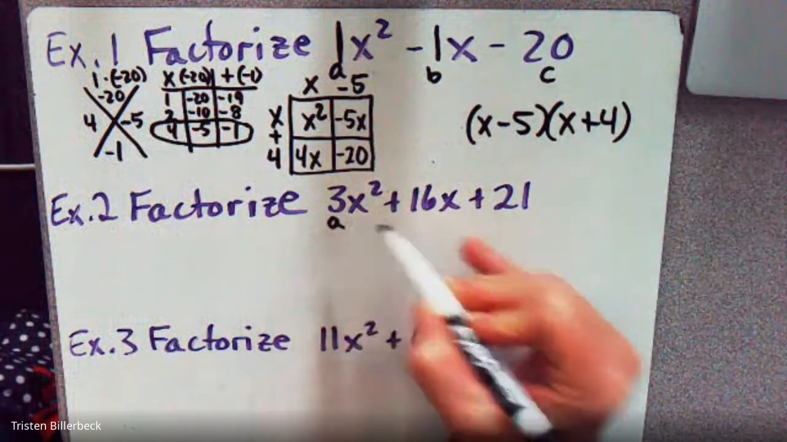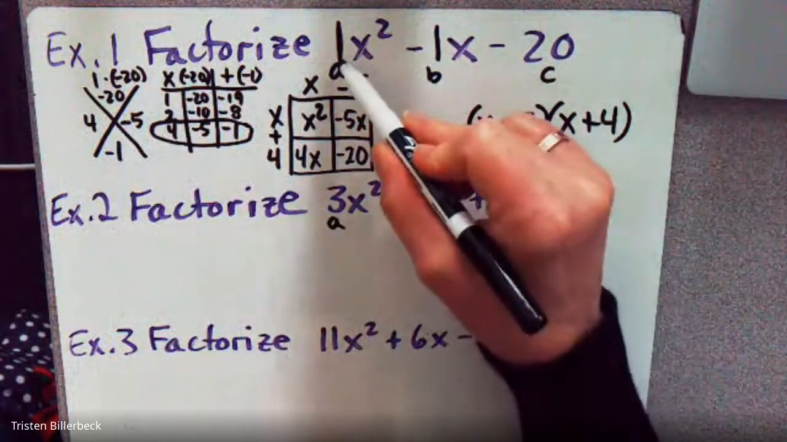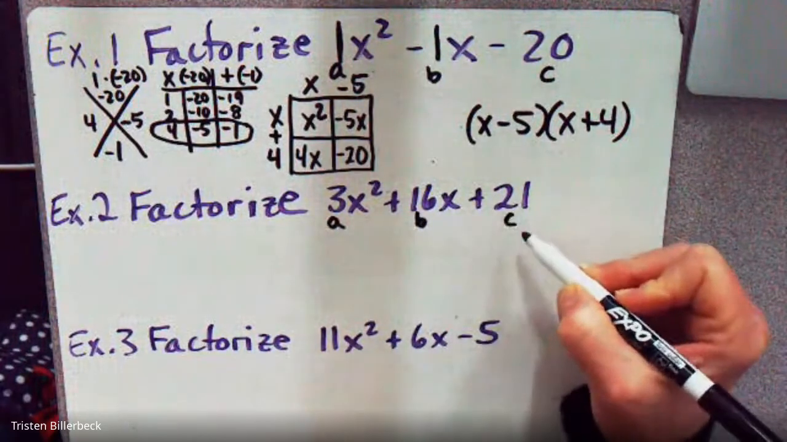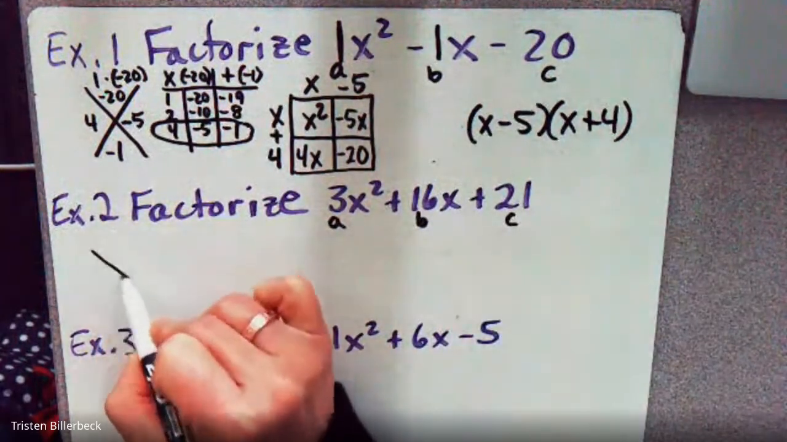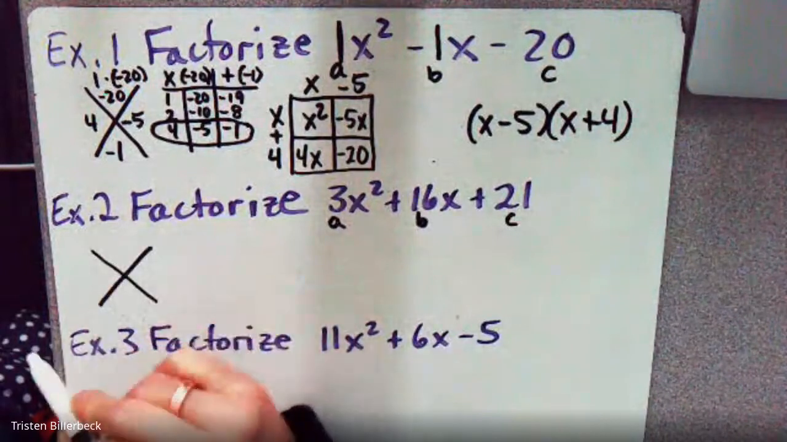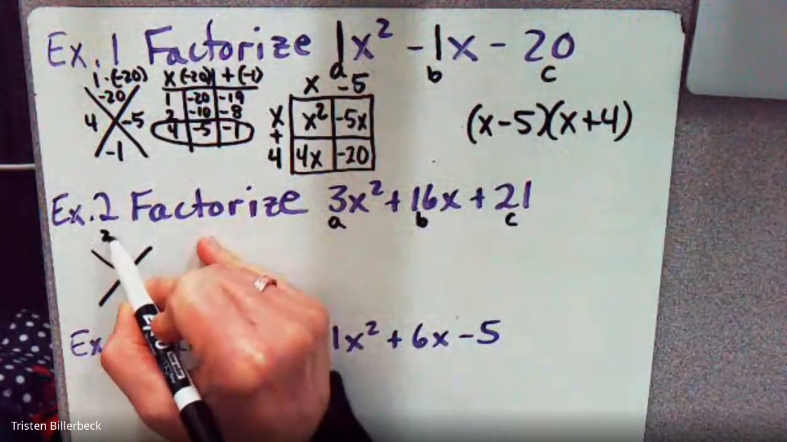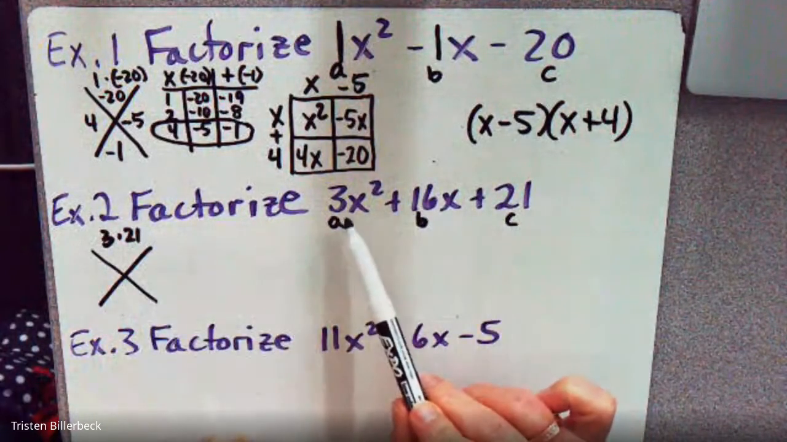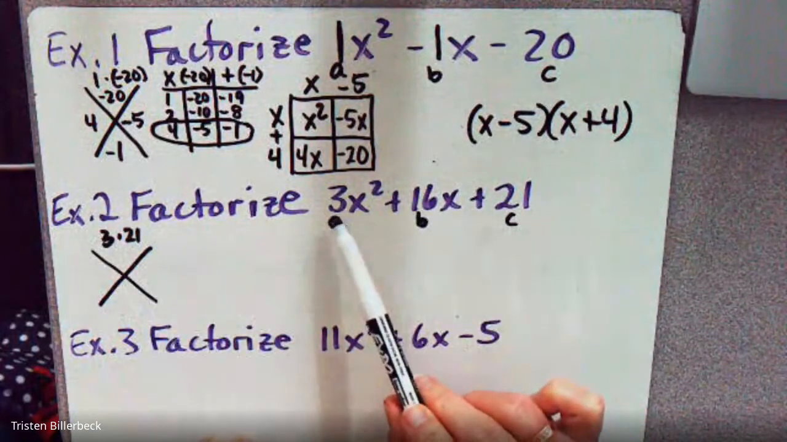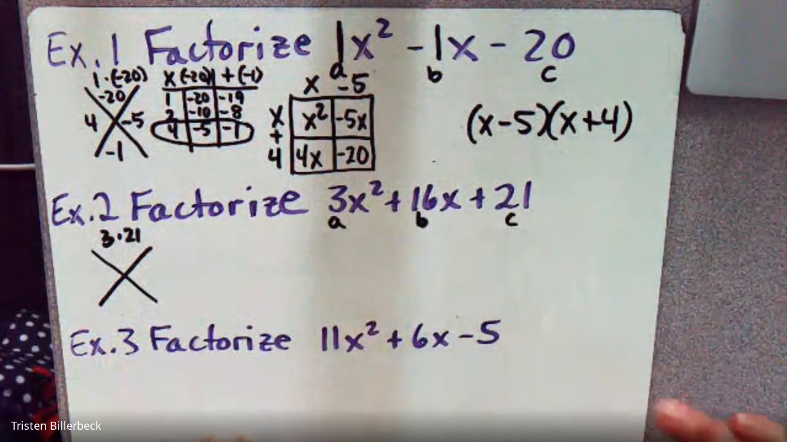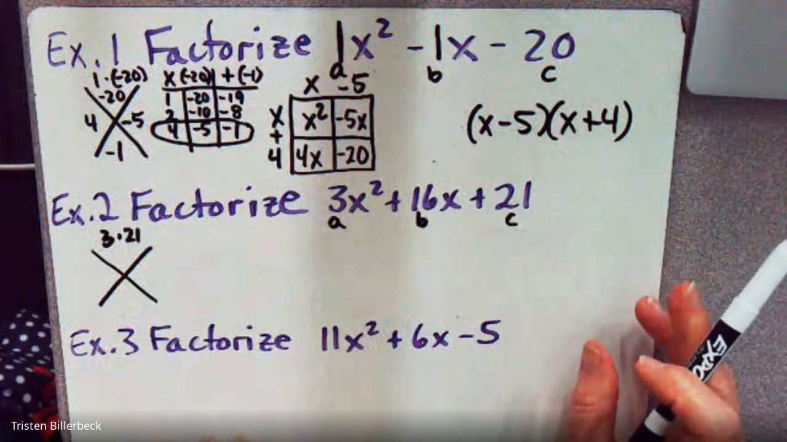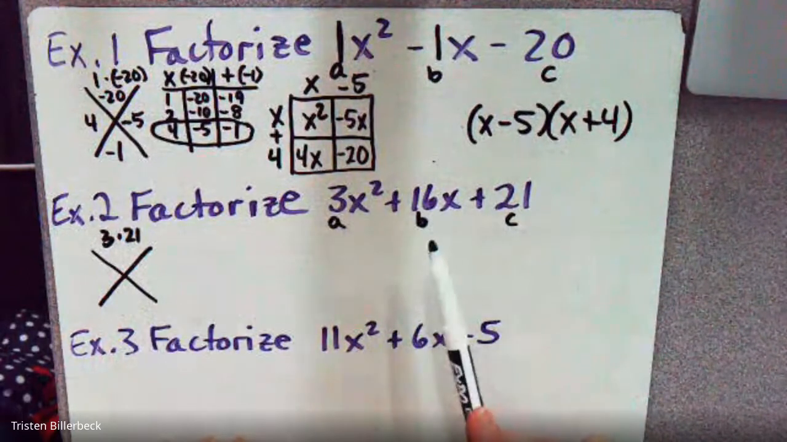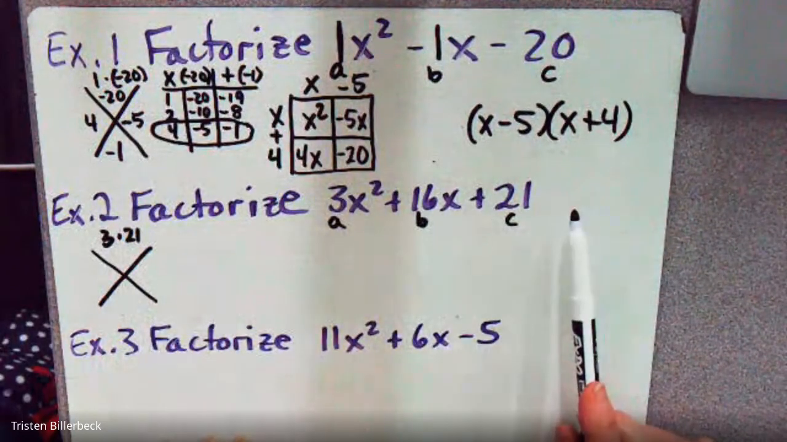Now we have an a that is not 1 as opposed to this a. So we have b and c. So we do our diamond. We have 3 times 21. And I should warn you, when we first do this, we should check and make sure 3, 16, and 21 do not have any common factors, because diamond box doesn't work well when we carry a common factor through.